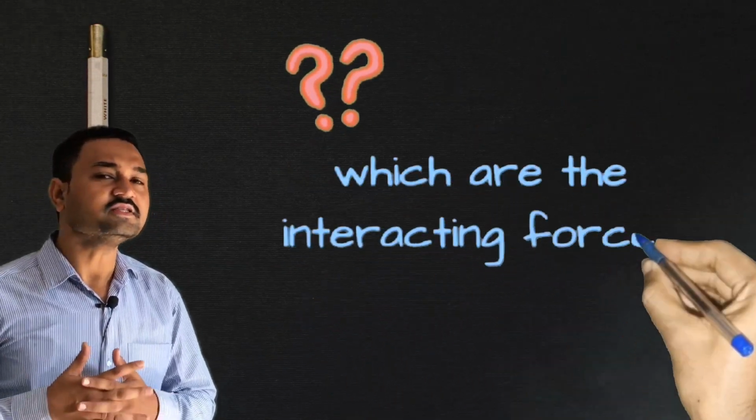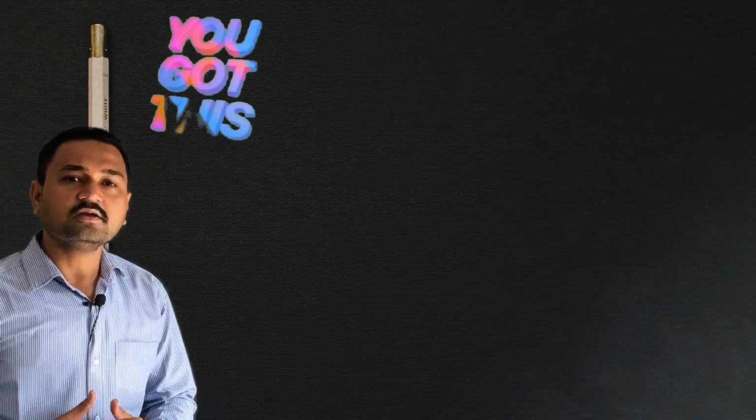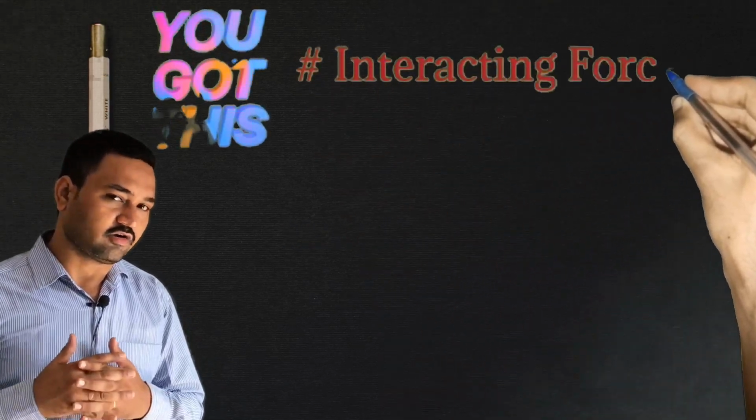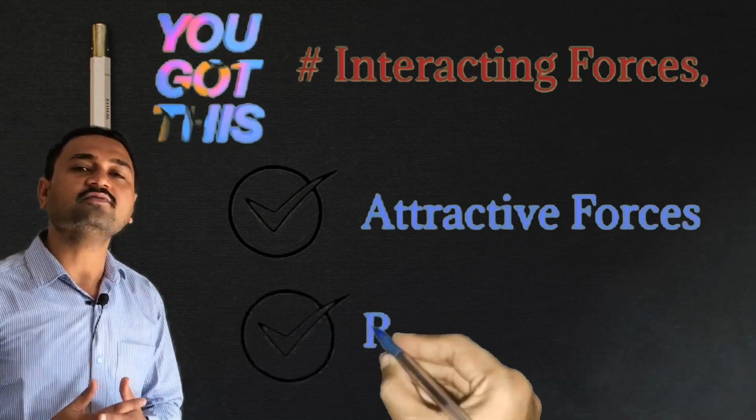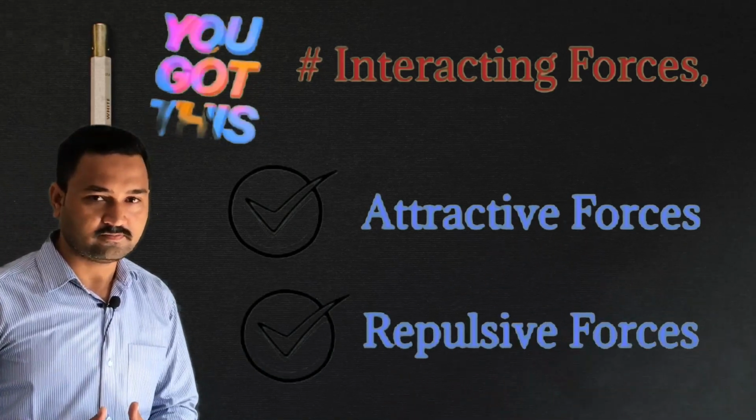Now, the question may arise in your mind: which are the interacting forces developed there? Remember, these interacting forces are of two types. The first force is the attractive force and the second force is the repulsive force. Now, we will know about the attractive force and the repulsive force in detail, how they are developed during the formation of a covalent bond according to the valence bond theory.